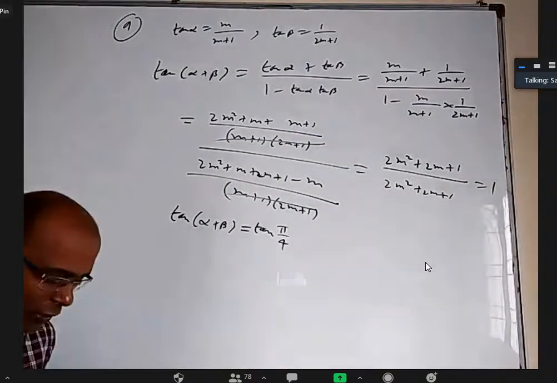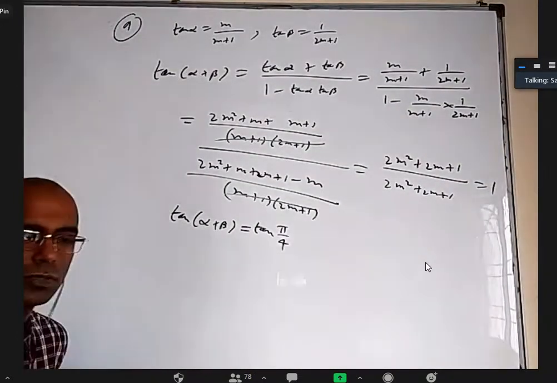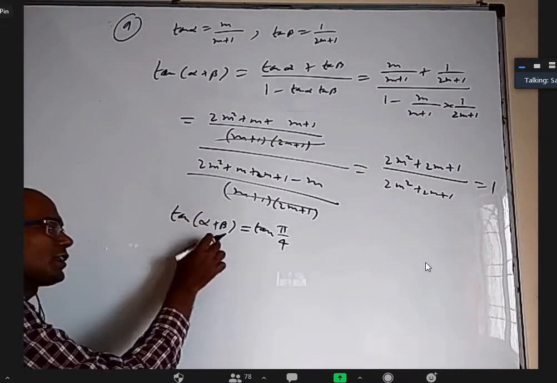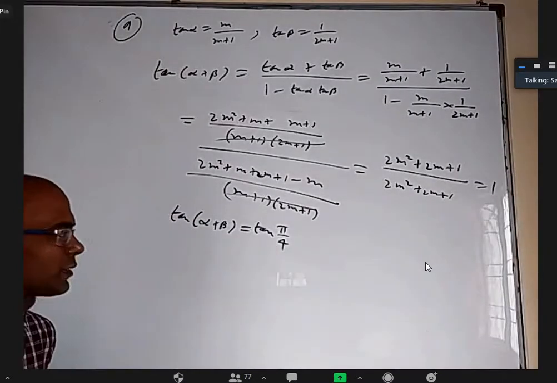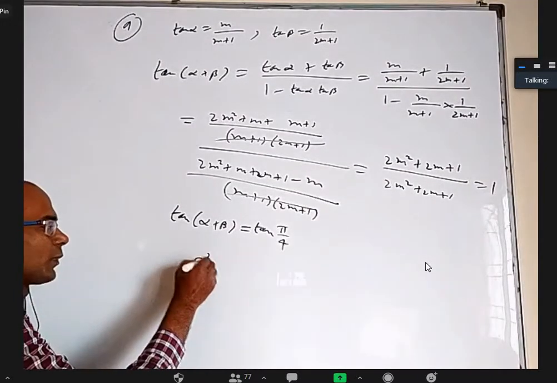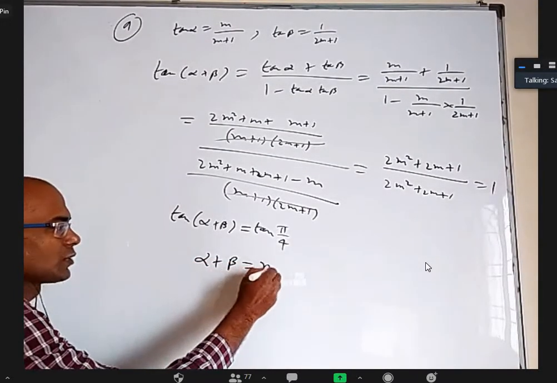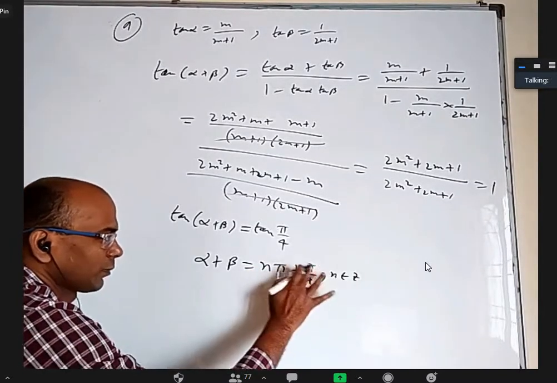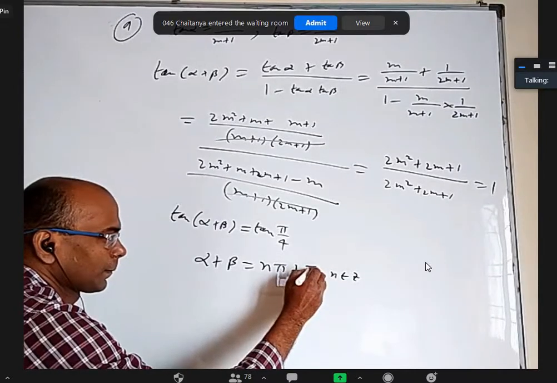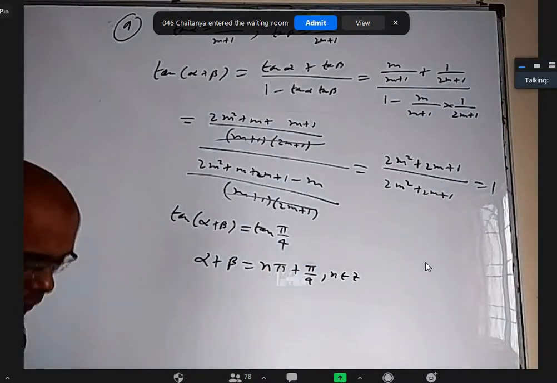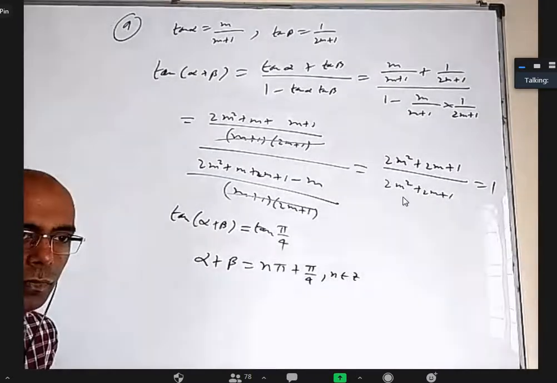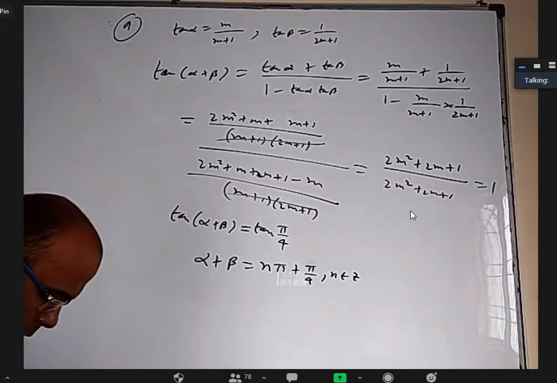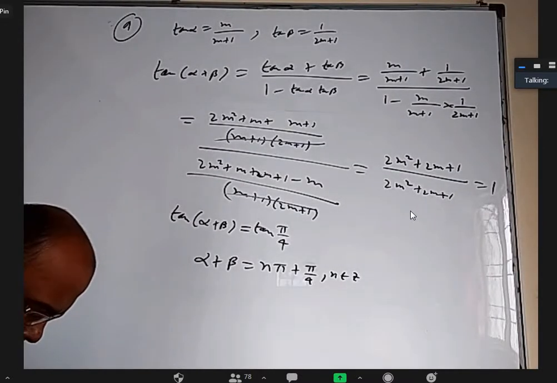Note, sometimes if you look at the notes, it looks like you understood, but some point doesn't go into your brain in a deep way. Okay, tan x equal to tan alpha, so x equal to n pi plus alpha is the general solution. So alpha plus beta is equal to n pi plus pi by 4, where n belongs to z. That's it.